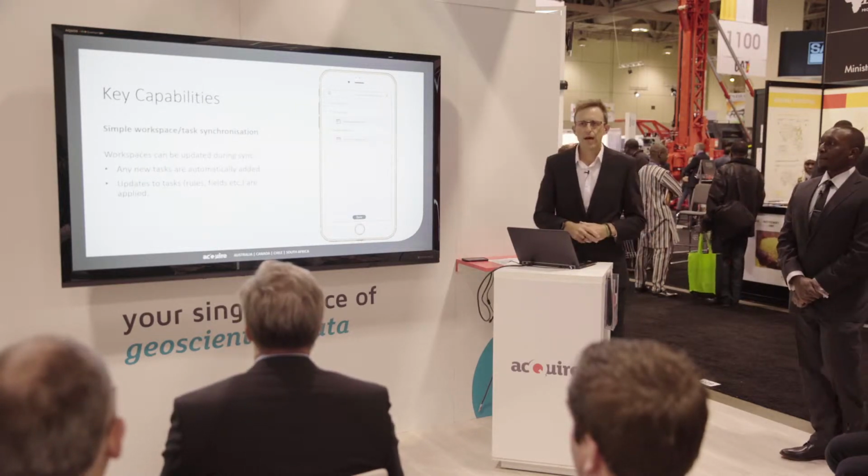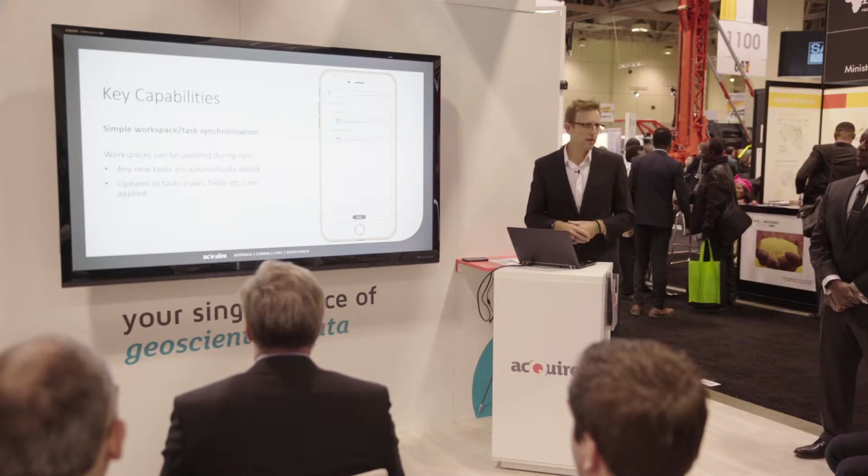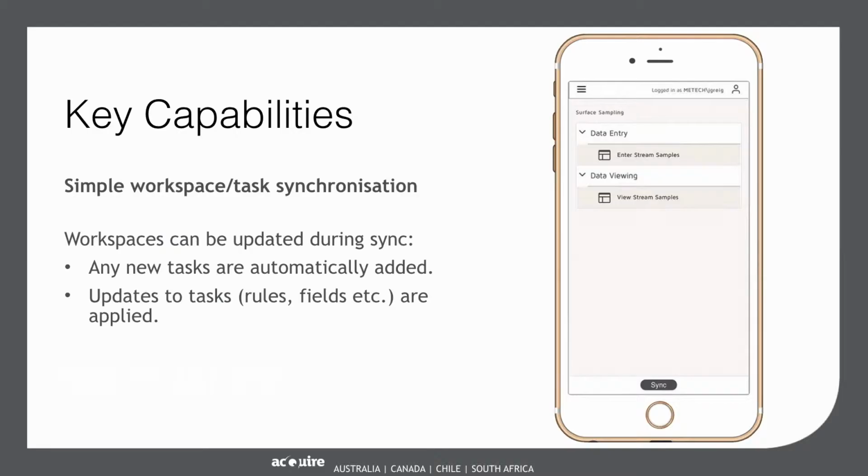An additional benefit of the synchronized process is that it provides an easy means to deploy updates to the user's offline workspace. So when you synchronize the app with the server, it not only synchronizes the data, but also any changes to the user's offline workspace. For example, if you're adding new tasks for the geologist or field worker to do, or you've made changes to any of the tasks they're doing, such as additional fields, additional validations or QC insertions, those things will be updated the next time the user synchronizes the app with the server.